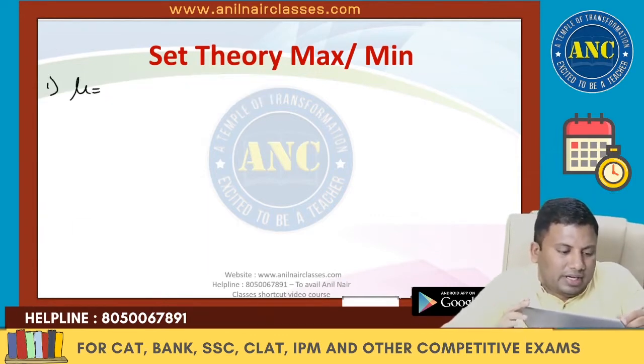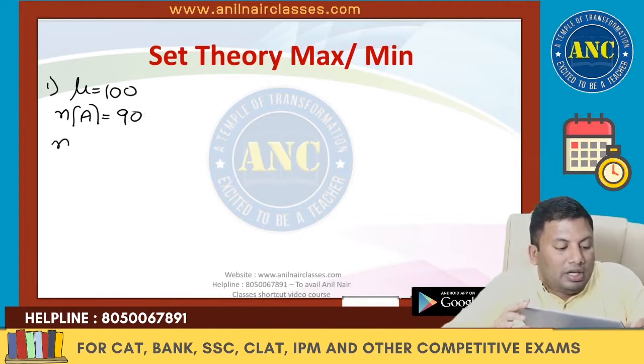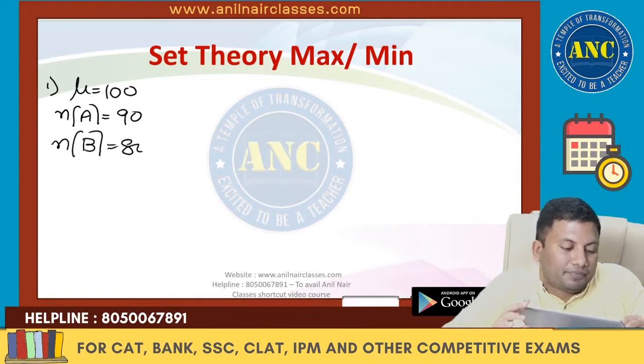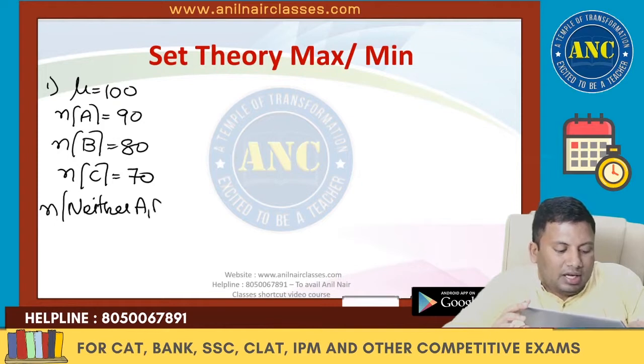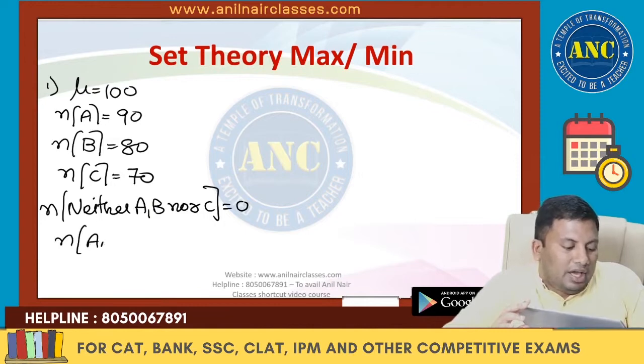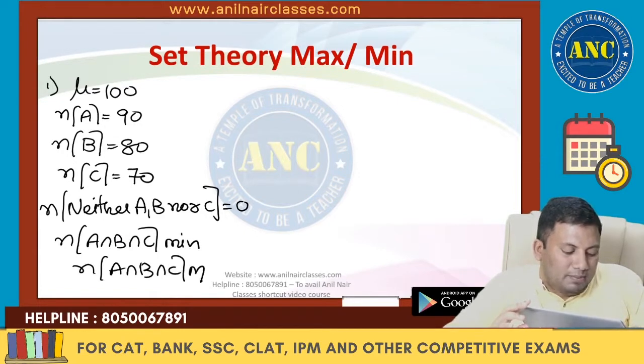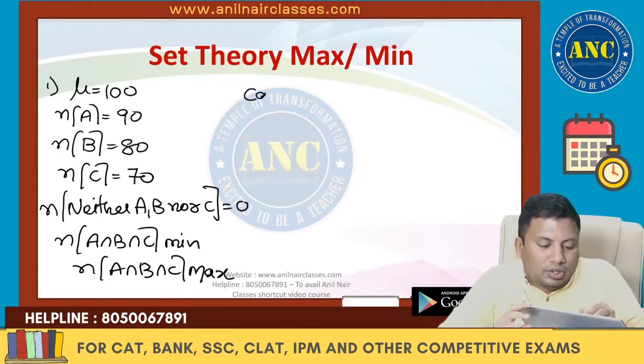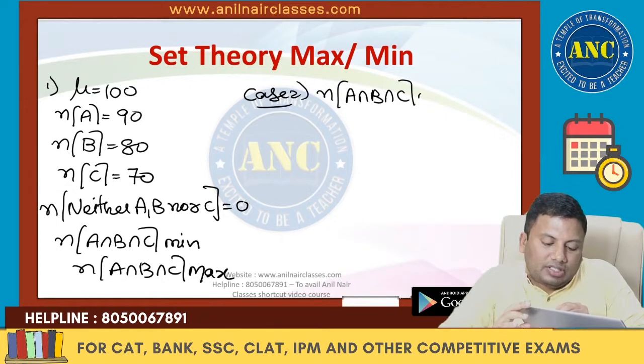Example 1 which we took. Mu is 100. N of A is 90. N of B is 80. N of C is 70. N of neither A, B nor C, which is nothing but 0. N of A intersection B intersection C, minimum. N of A intersection B intersection C, maximum. Case 2. N of A intersection B intersection C, maximum.